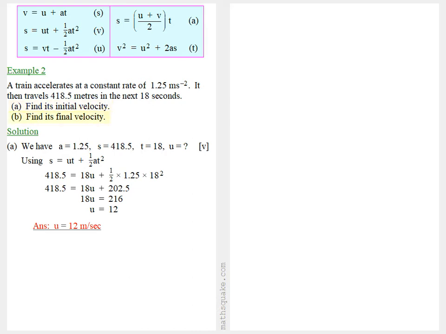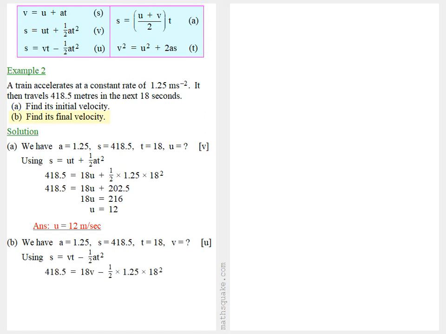In part B, we're asked to find the final velocity. Well, we have a equal to 1.25, s equal to 418.5, and t is 18, but this time we're trying to find v, so the missing letter is u. So we're going to use the equation s equals vt minus a half at squared.